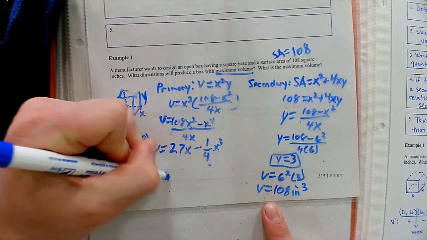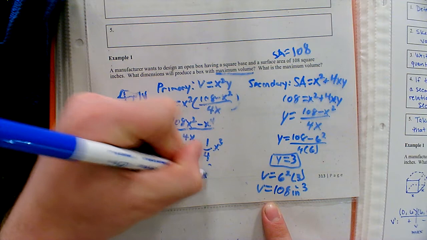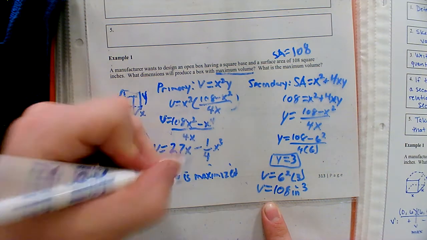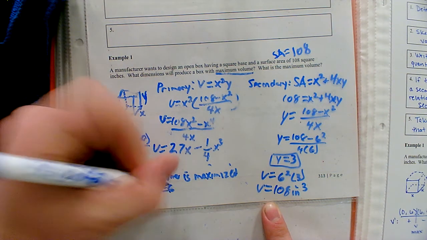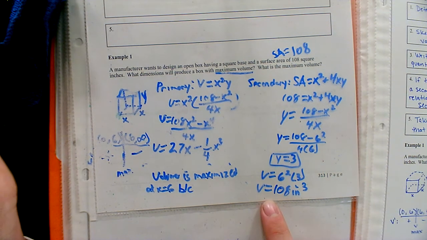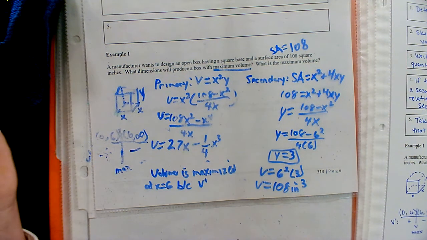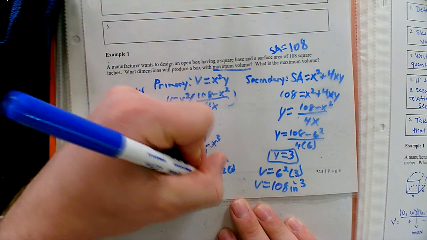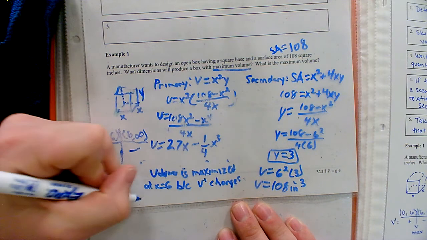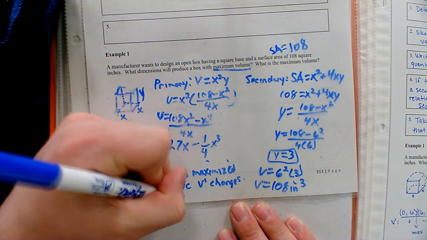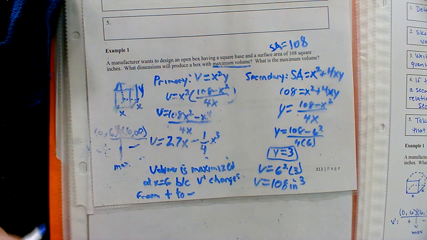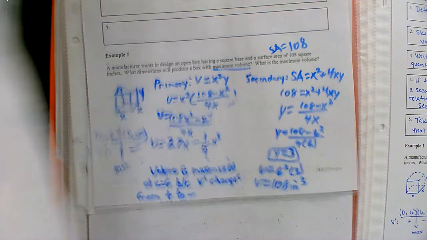We know volume is maximized at x equals 6 because v prime, the derivative, changes from positive to negative. That's how we know the volume was maximized. Checking our signs. So volume is maximized when it changes from positive to negative. And that's your first optimization problem.